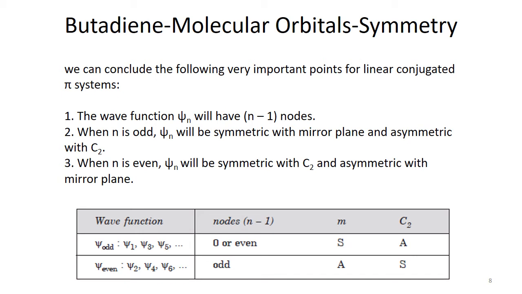And when n is even, as in psi2, psi4 or psi6, the number of nodes shall be odd, because it is one less than the psi number. In that case, with the mirror plane it is asymmetric, while with C2 it is symmetric.